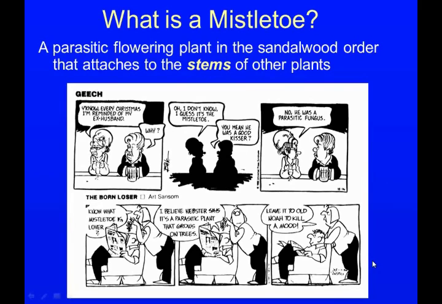You mean he was a good kisser? No, he was a parasitic fungus. The Born Loser, you know, Webster lover, well, I believe Webster says it's a parasitic plant that grows on trees. Leave it to old Noah to kill the mood.